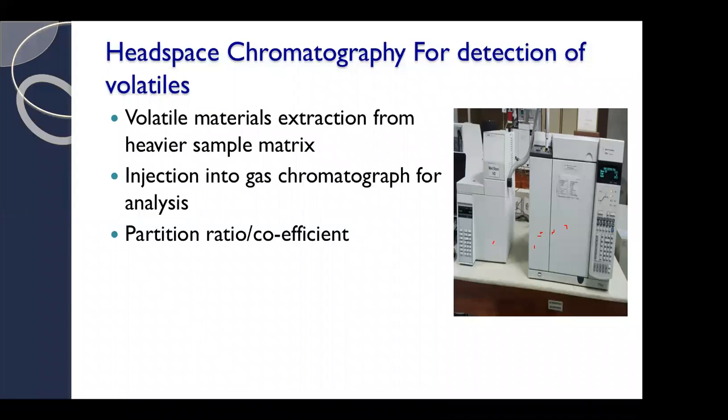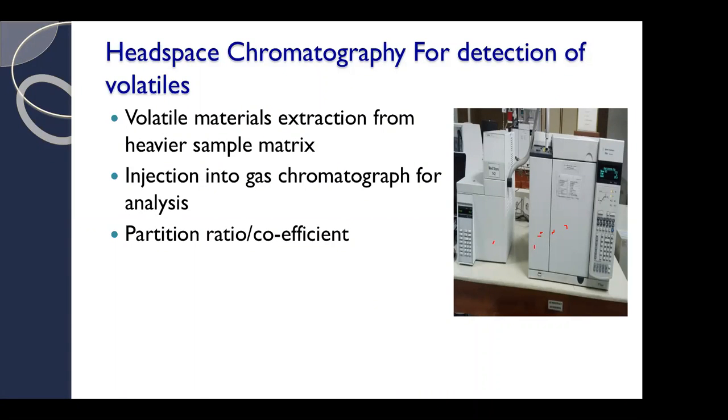Now, headspace chromatography is a state-of-the-art instrument for the detection of volatile mixtures. Volatile mixtures are extracted from a heavy sample matrix and injected into the gas chromatograph for analysis. The basis of all sample preparation for headspace chromatography is that you need to have the maximum. Listen to this carefully, because I just asked a question based on this. You need to have the maximum value in the headspace and less value in the sample, so that you can quantify it easily.